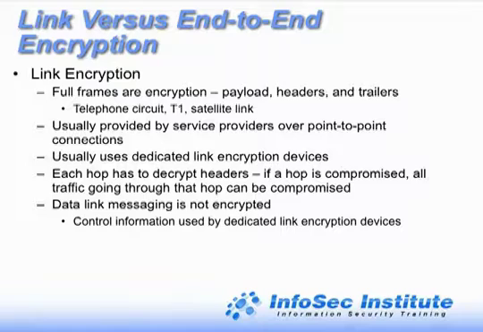Each hop has to decrypt the header. If the hop is compromised, all traffic going through that hop can be compromised. And it's a lot more expensive, because if you have routing going from point to point, you have to have the decryption device before the router and then again after the router. It's encrypted until that point, then hits the router, which needs to figure out where it's going to go, and then it has to encrypt itself again and go down the pipe some more. Okay, the data link message is not encrypted.